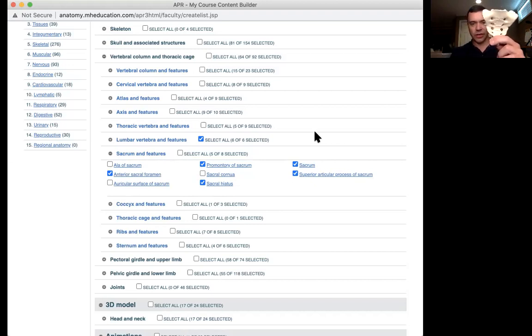We have what's called the superior articular process of the sacrum, and that's just on the backside right there. All right, it's the only place you see those is right there. No inferior, just a superior articular process. This articulates with the inferior articulating process of L5.